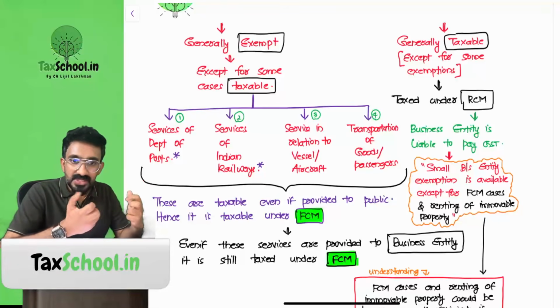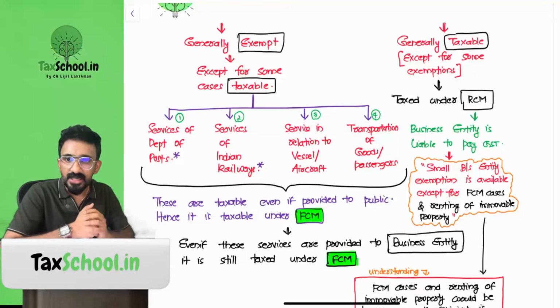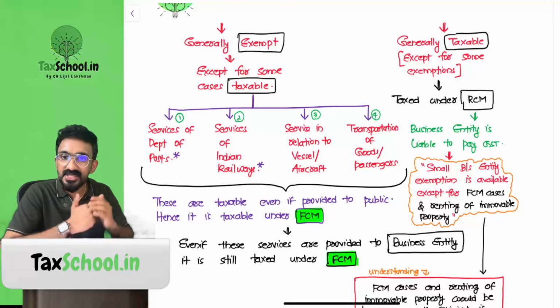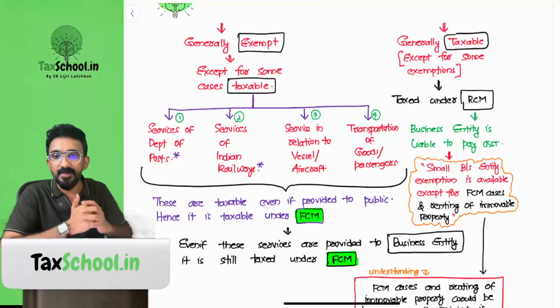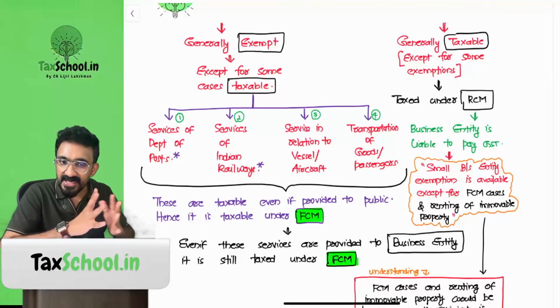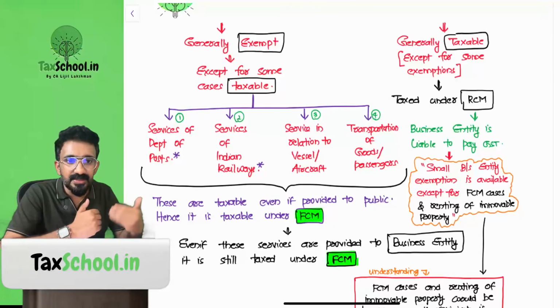So the post office department is the central government. Now, when they are providing services, it is considered to be a service provided by government. Unfortunately, it's not entirely exempted. It is actually taxable in some cases.